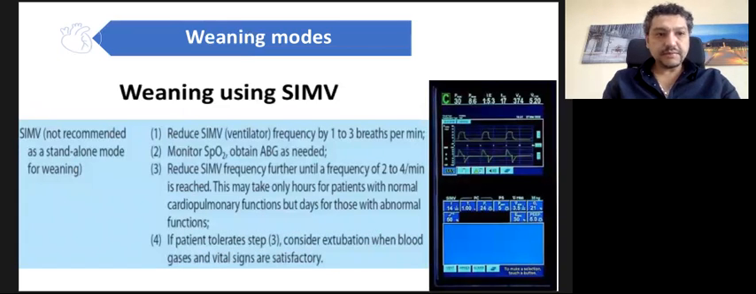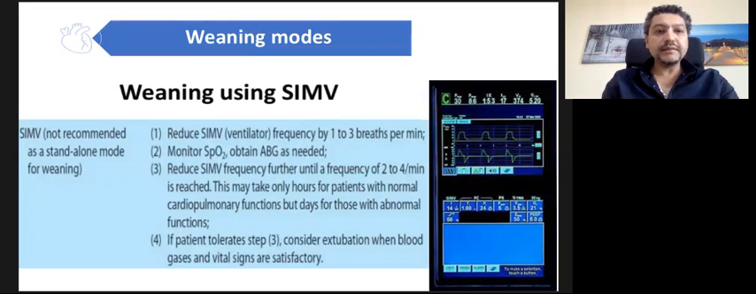Then comes the SIMV. And we have to know, like I said before, that the SIMV mode should be avoided completely as a standalone weaning modality. So usually I prefer to start with a high pressure support ventilation to increase the pressure support for the patient when we start the SIMV mode. So in SIMV, the breaths are either a mandatory ventilator controlled breath or a spontaneous breath with or without pressure support. But during the weaning, we have to start with a pressure support.